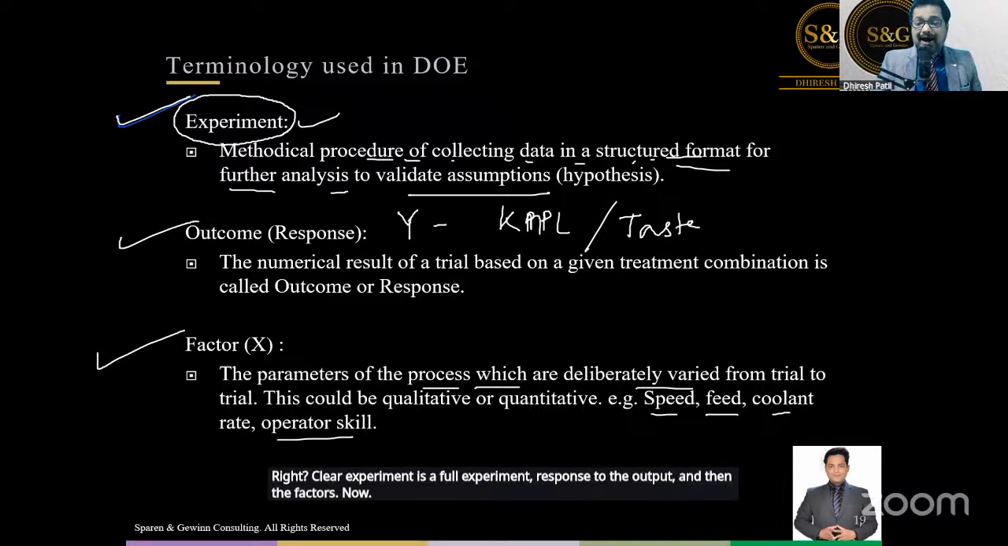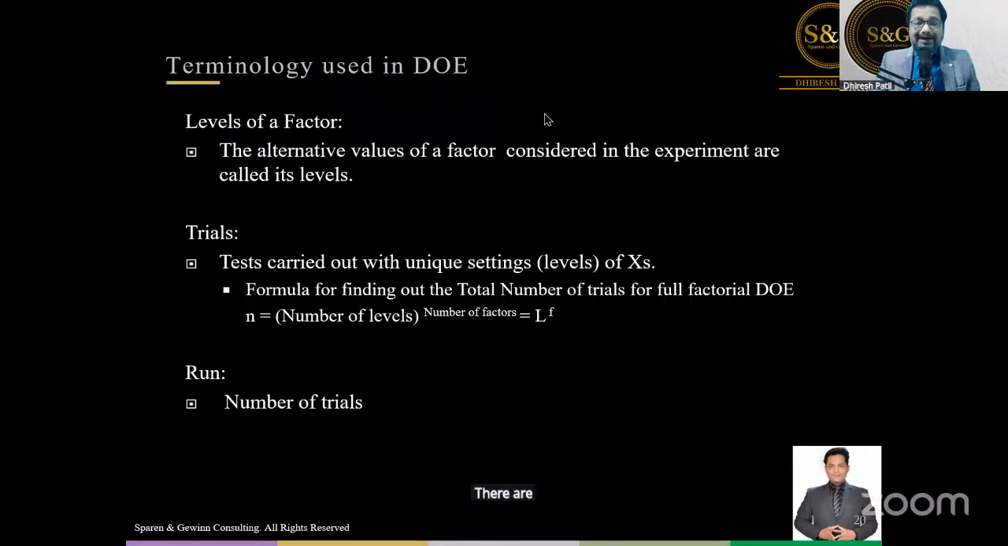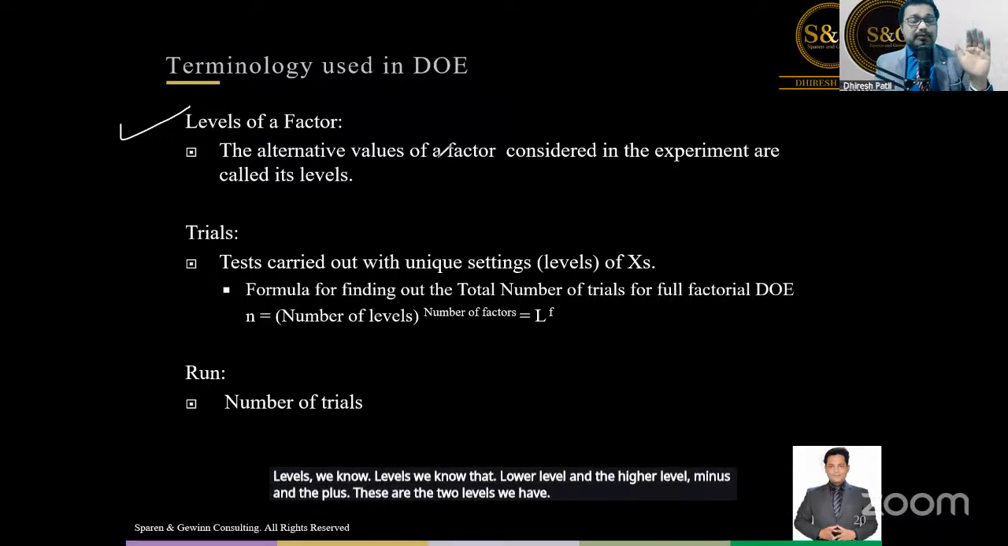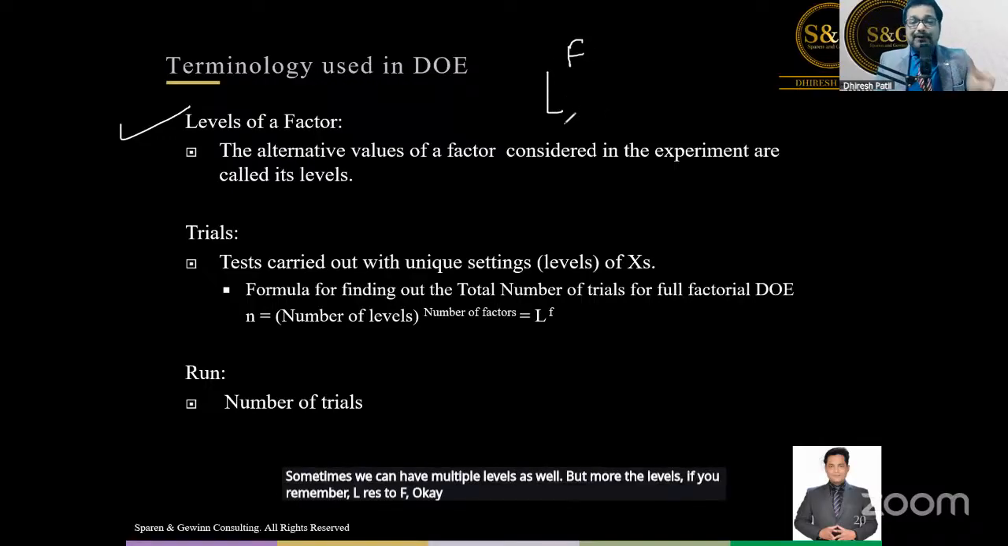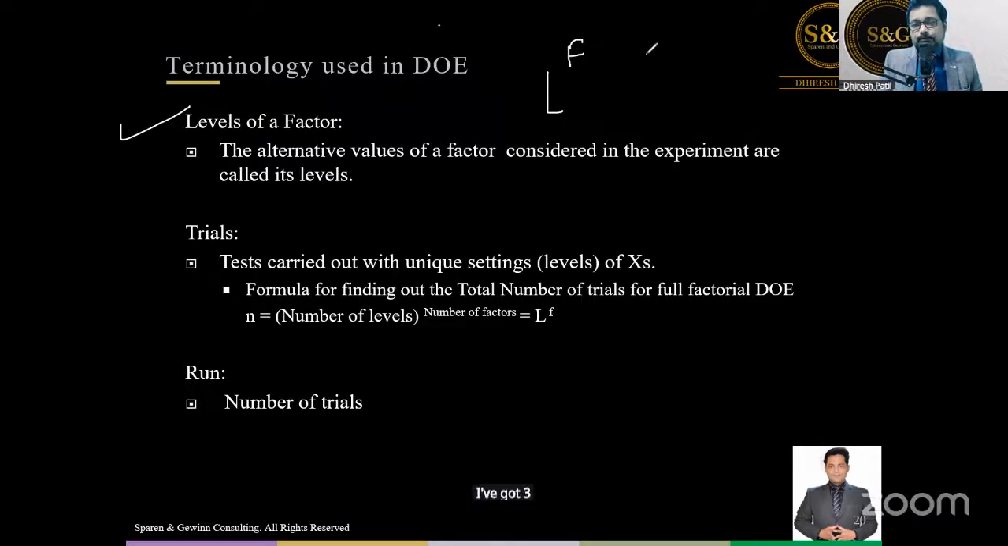Now, there are various types of factors. Okay. Then the levels. Levels we know, the lower level and the higher level, minus and the plus. These are the 2 levels we have. Sometimes we can have multiple levels as well. But the more the levels, if you remember, L raised to F. Okay. If I change the level, imagine I have got 3 factors and 2 levels. How many runs are there?